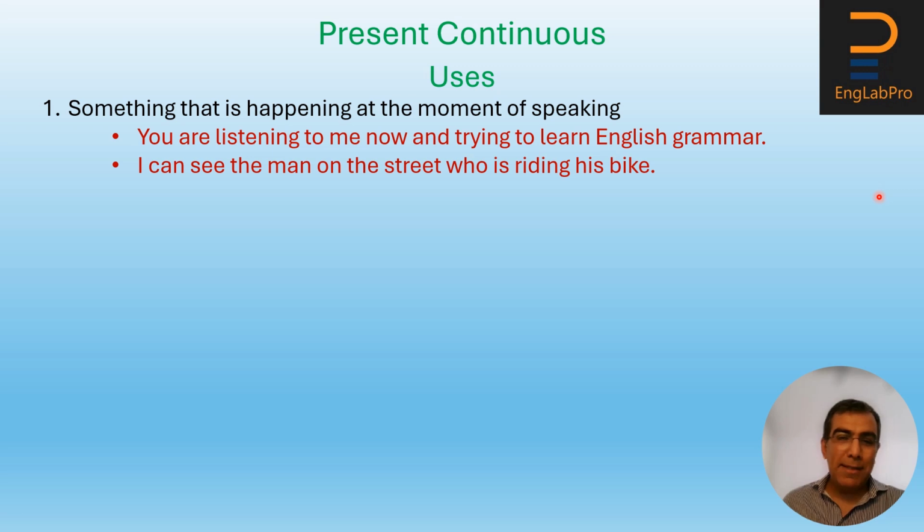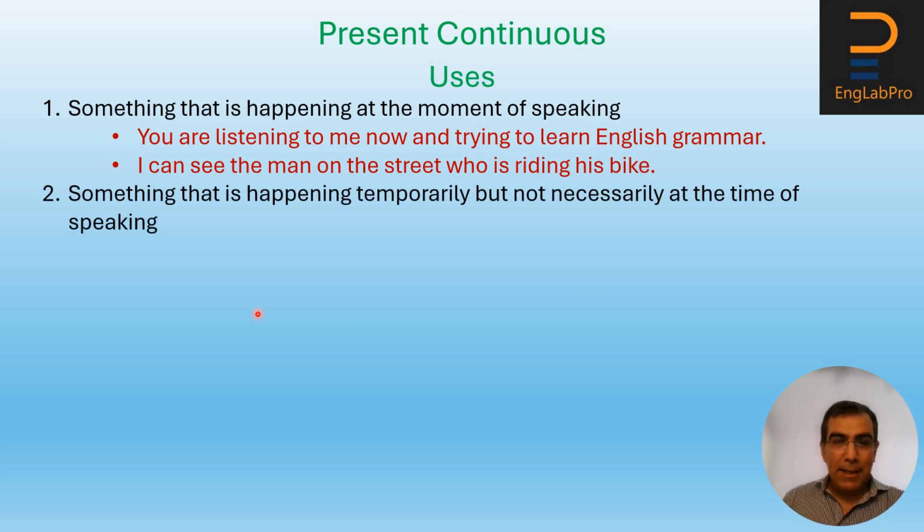Next one, I can see the man on the street who is riding his bike means right now he is doing that action. The second one is something that is happening temporarily, but not necessarily at the time of speaking. Temporarily means just for a short time and not forever. So something that is happening temporarily means for a short time, for a limited period of time, and not for all the time.